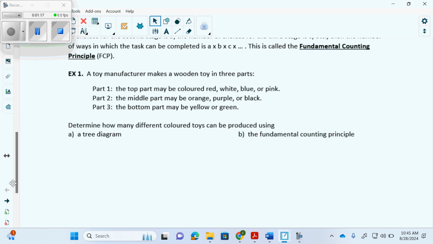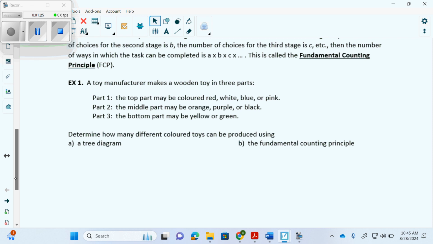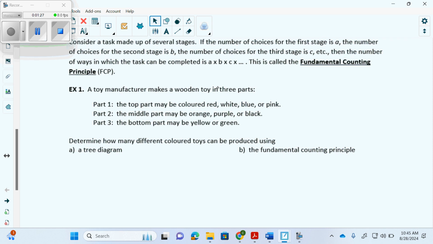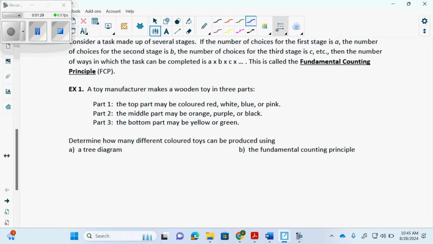So here, in front of you, you have colors. Remember we cut them out? You should find them, okay? And if you have a highlighter, you should use it. So a toy manufacturer makes a wooden toy in three parts. So there are three parts to this toy. The only way you can use the fundamental counting principle is if for those parts, you're only choosing one item for each.